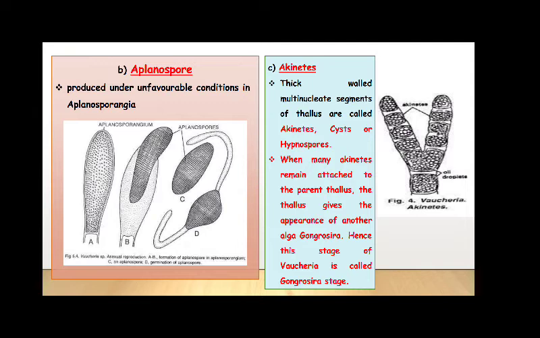And sometimes the protoplast of akinetes again divides into small uninucleate amoeboid segments. After liberation by the breaking of the akinete wall, they develop into individual filaments.